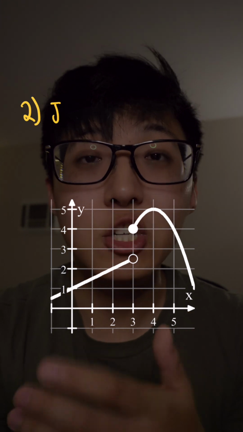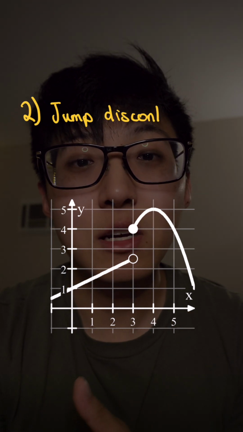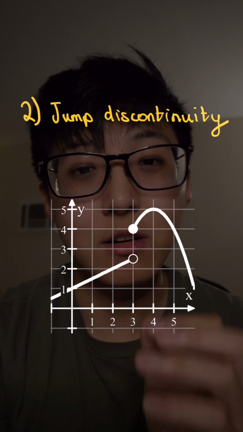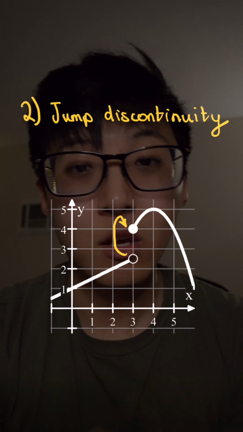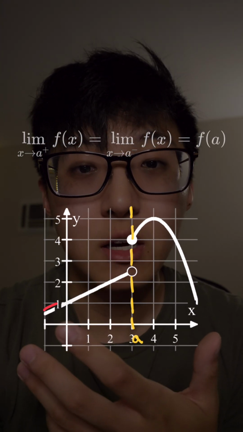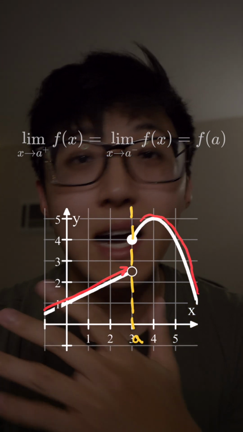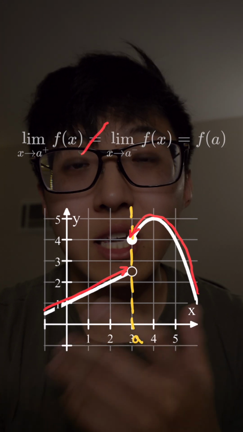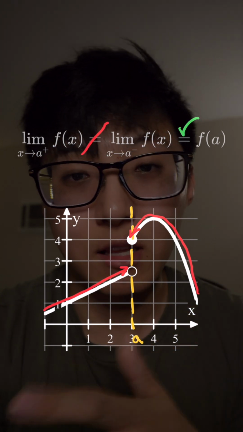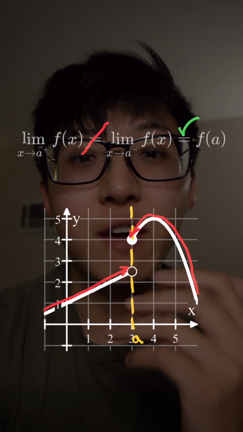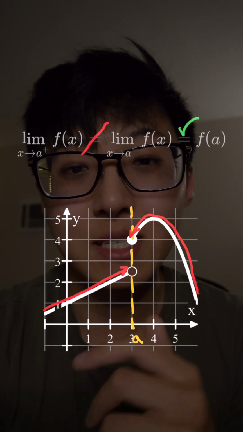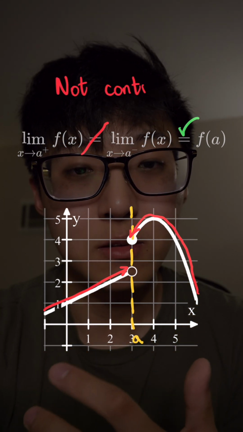Second, we'll look at a jump discontinuity. This can also be visually characterized by the clear jump you see in the function. With our limit definition of continuity, you can clearly see that the left and right-handed limits are not equal to each other, so even though f of a is equal to the right limit, the fact that this function fails one of the requirements means that it is not continuous.